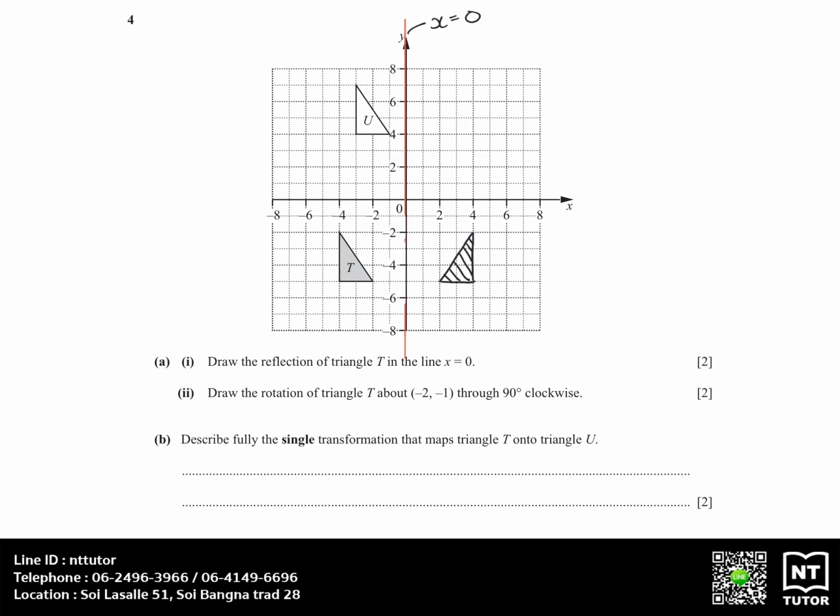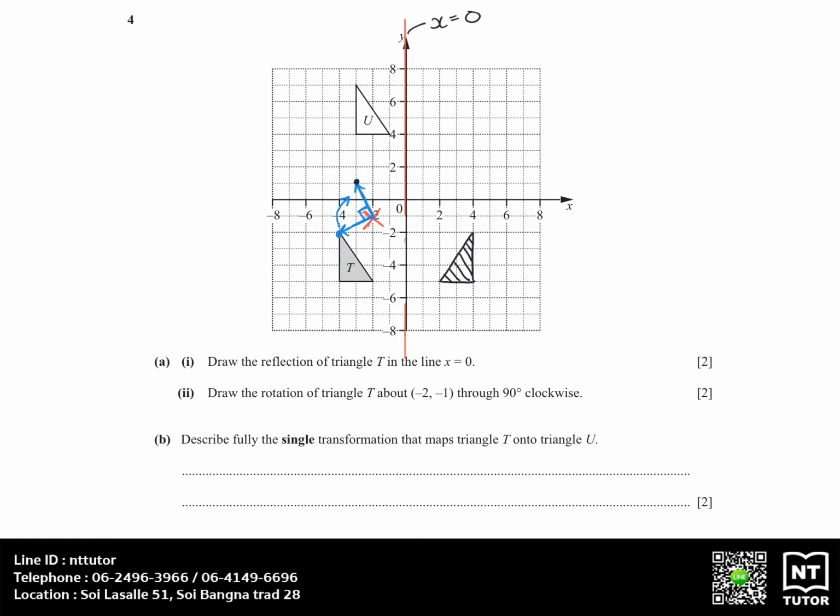2. Draw the rotation of triangle T about -2, -1 through 90 degrees clockwise. The point -2, -1 is there. If we draw the line from that point to one point on the triangle T, we're rotating it 90 degrees clockwise. So we want to go this way 90 degrees. So we can draw another line here that's the same length as the original one over here, and this angle should be 90 degrees. So the new point for this point is right here.